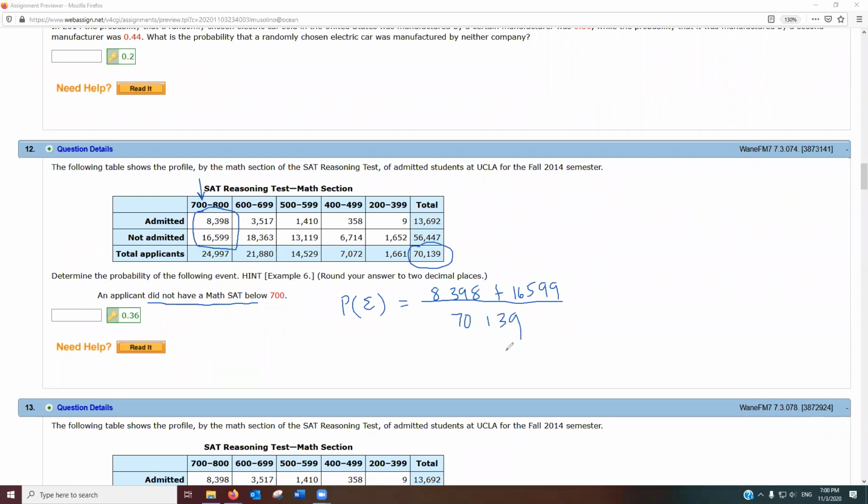7139. I'll do this on my calculator just to work this out. So the top of this fraction is 24,997. And if I work this out on my calculator, I'm getting the answer 0.36 when I round to 2 decimal places. All right, so again, the key is reading carefully to understand exactly what conditions from the table meet the event that you are interested in.